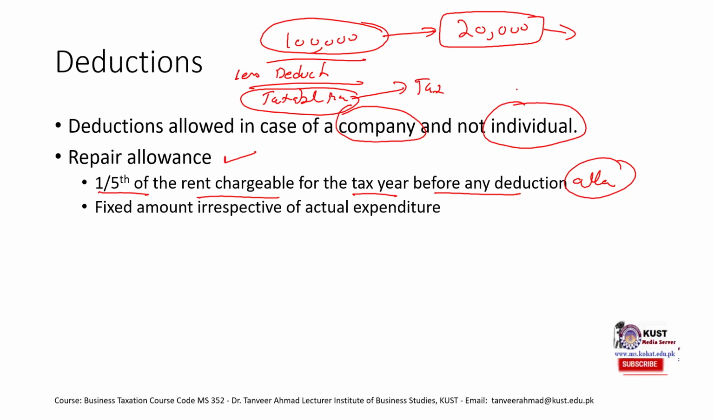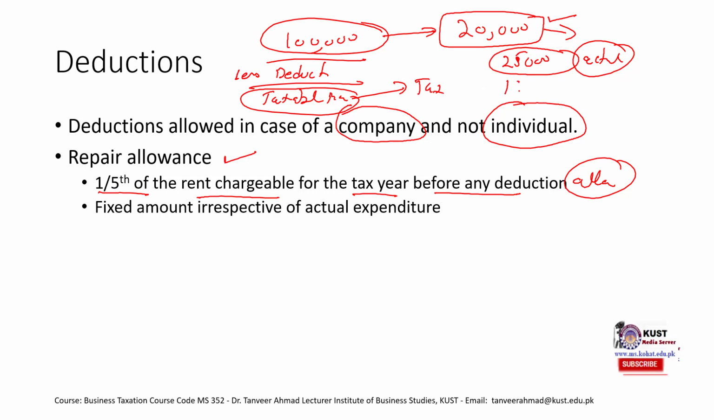For example, if we have spent 25,000 rupees as repair expenses, these are actual expenses, then should we deduct 25,000 rupees or 20,000 rupees from 1 lakh of rent? We would deduct 20,000. This is the maximum limit.